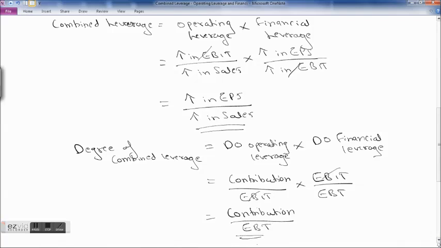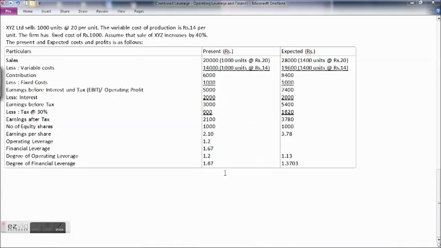Now we'll see an example and calculate combined leverage. Here it is given XYZ sells 1000 units at 20 per unit. The variable cost of production is rupees 14 per unit. The firm has a fixed cost of rupees 1000. Assume that the sale of XYZ increases by 40%. The present and expected cost and profits is shown as follows. So they have given the profit statement.